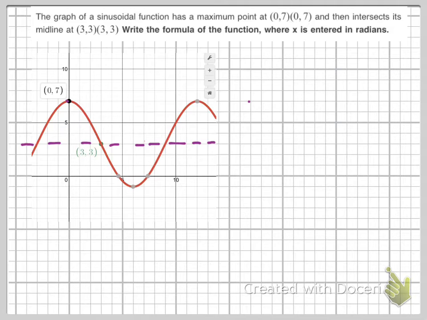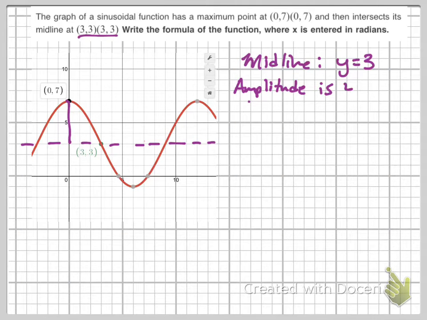First of all, we can see that the midline is at the line y equals 3, because they told us that that's where it intersects the midline, and we know thus, because the maximum's at 0, 7, the amplitude is 4. It's going 4 above and 4 below at its maximum and minimum.